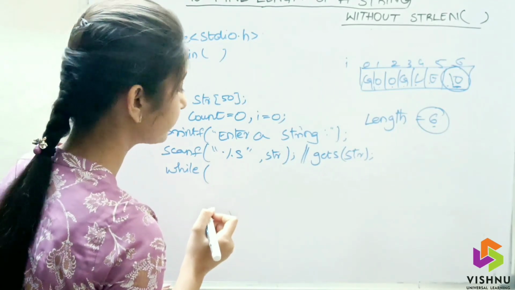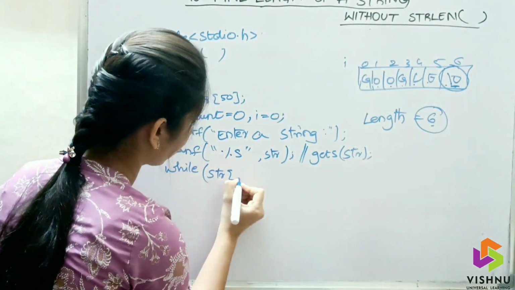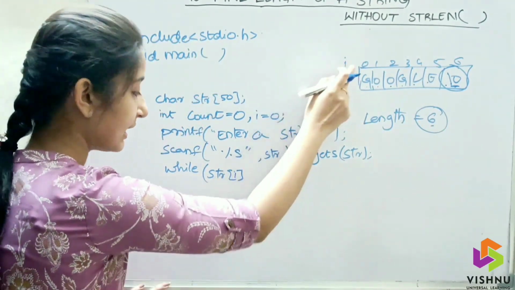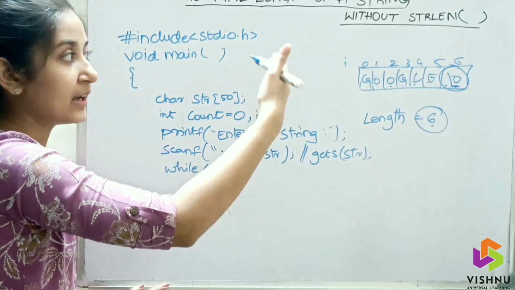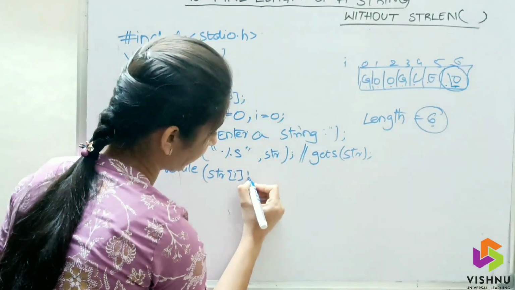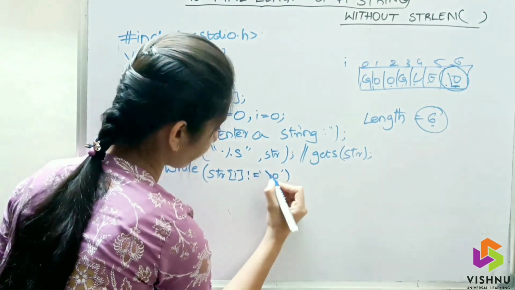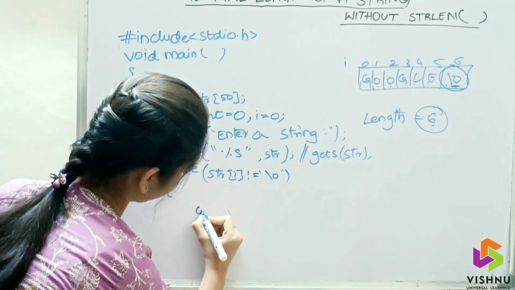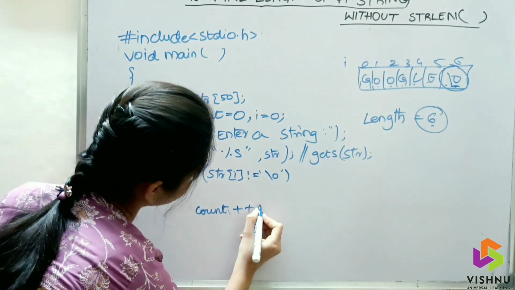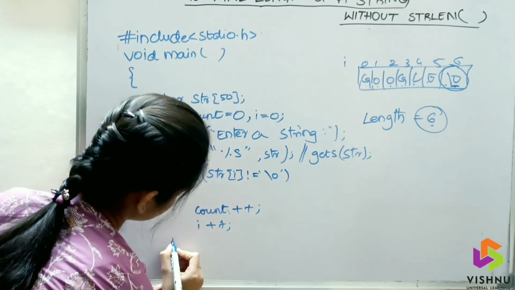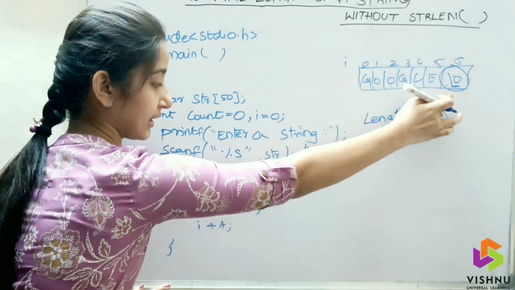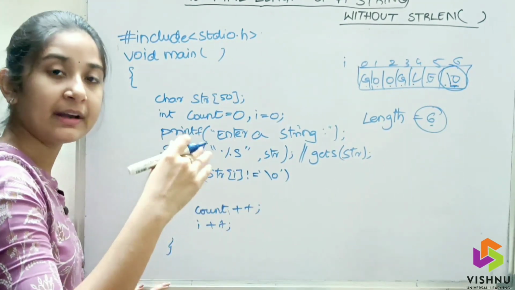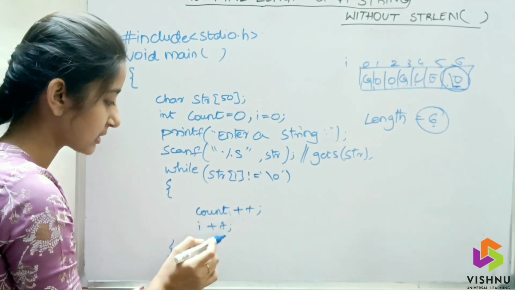In this the condition would be str of i, to access every character here I am using i. That means I am providing the index also, so that we can switch easily to each and every index, not equal to null. This is a character, so I have put it in quotes. count plus plus, i plus plus. That means till we reach the null character, each and every character should be counted and the index also should be incremented. So I am using count plus plus and i plus plus here.